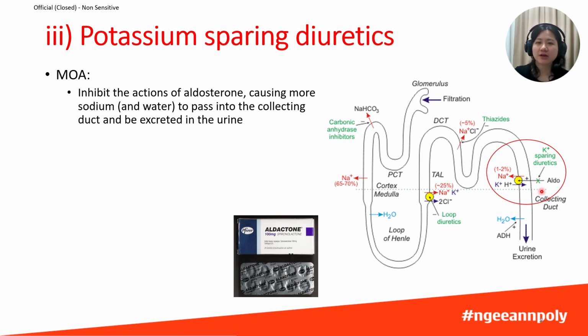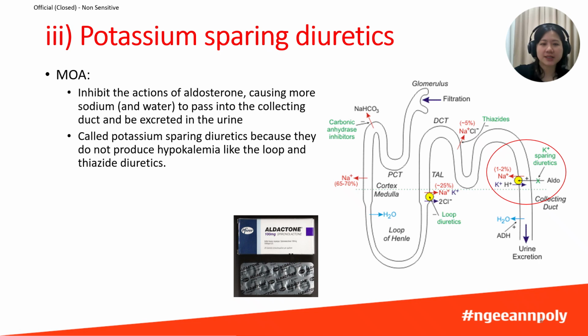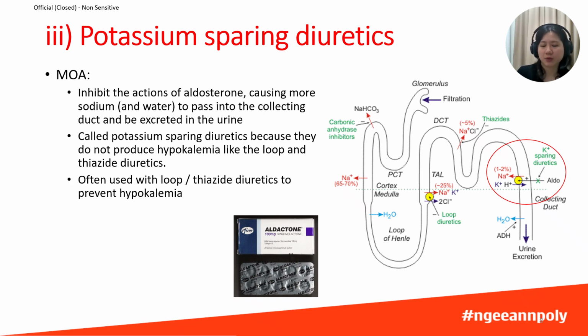So when the action of aldosterone is inhibited, more sodium and water would be retained in the kidney tubules and pass into the collecting duct to be excreted in the urine. These diuretics are called potassium-sparing diuretics because they do not produce hypokalemia, unlike the loop and thiazide diuretics. They are seldom used alone. Instead, these drugs are often used together with loop and thiazide diuretics to prevent hypokalemia.